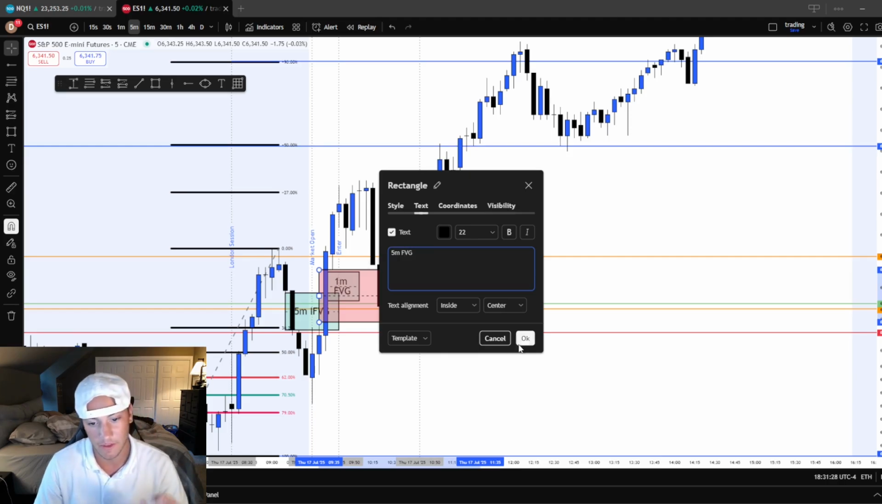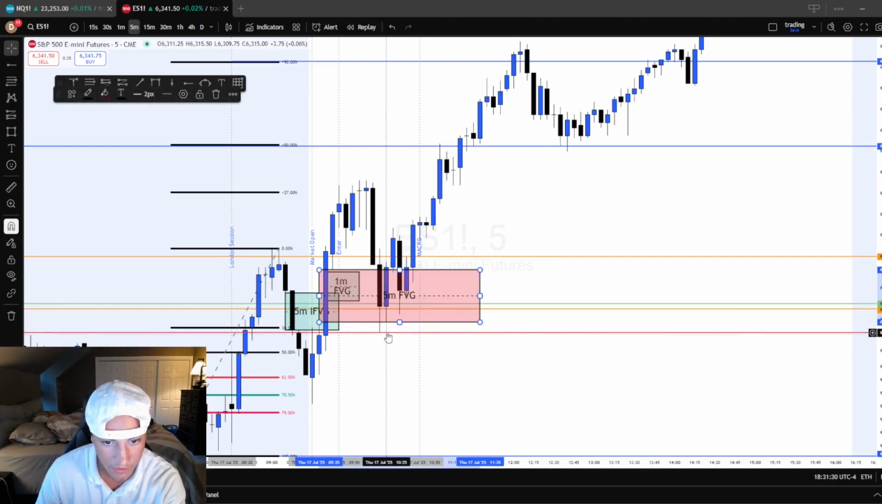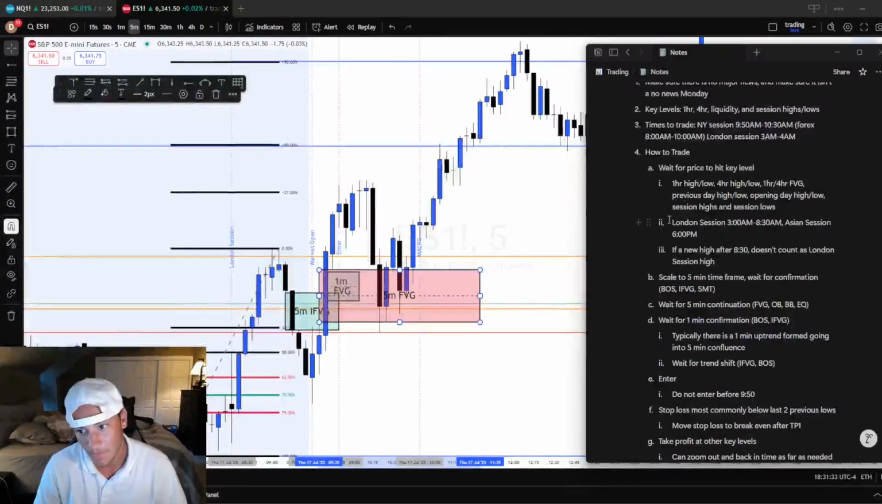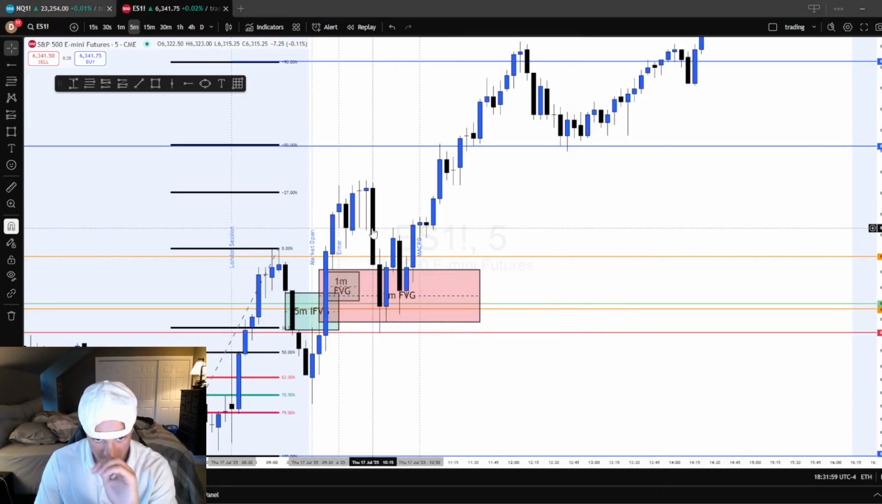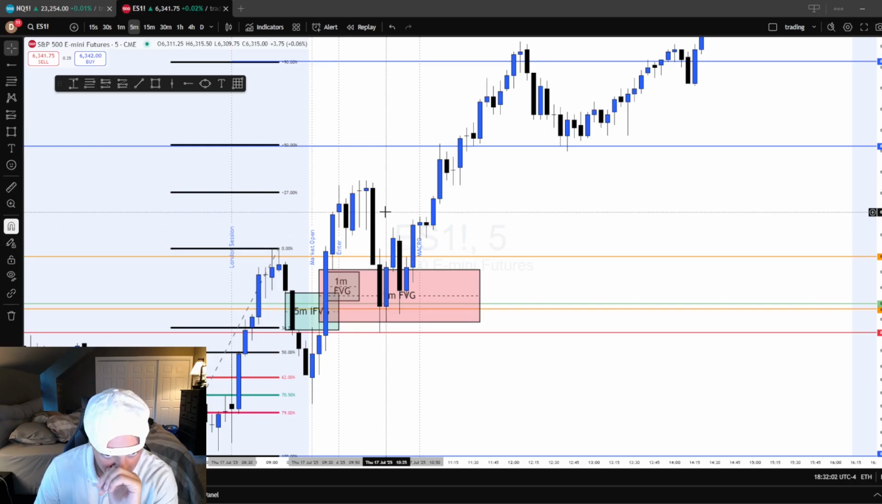5-minute fair value gap. I mean, we swept, we came back, scaled to the 5-minute time frame, wait for confirmation, break the structure. I don't know if we broke structure here, so maybe I wouldn't have taken a trade here then. I mean, technically, here's a 5-minute fair value gap. Did we go through it? No, we never closed above it. We came back into this 5-minute fair value gap.